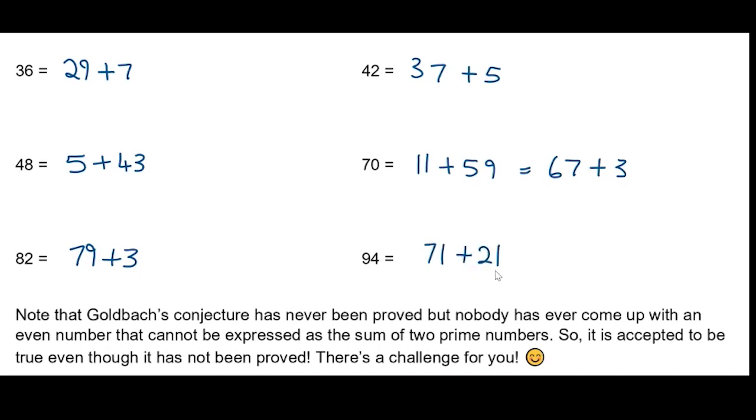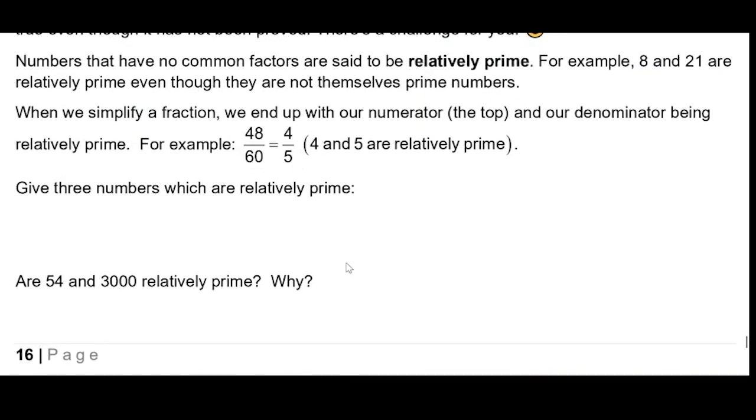Right, this conjecture that every even number bigger than 2 can be expressed as a sum of two prime numbers has never been proved, all right? But equally, nobody's ever managed to come up with an even number that they couldn't express as a sum of two prime numbers, right? So if you could find one, then you'd be mathematically famous, all right?